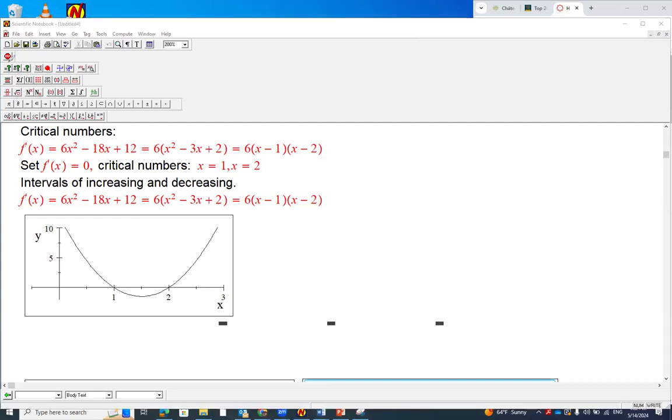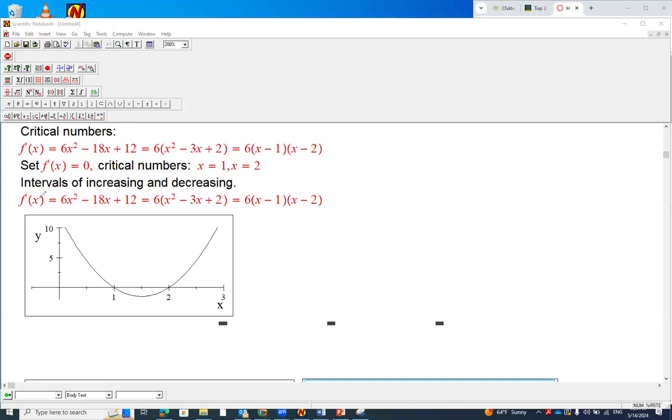I'm going to annotate. There are x-intercepts, two of them: (1, 0) and (2, 0). So we have 2 x-intercepts, and those happen to be the critical numbers. You can see that relationship.